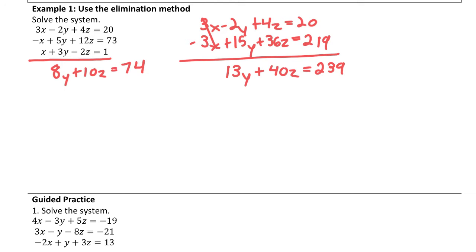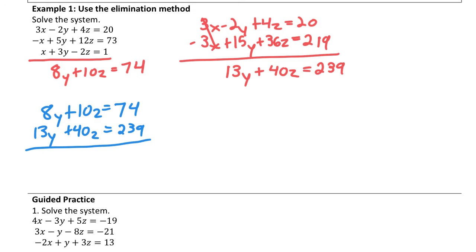So you see how I have a two variable system there. I can line things up in that two variable system, in a different color, maybe. So I'll have 8y plus 10z equals 74, and then 13y plus 40z equals 239. So I'm lining those up. Then I'm going to just solve that system like we'd been solving systems before. It's going to be easier to get z's to match up. So I'm going to multiply the top by negative 4 to get 10z and 40z to match up.